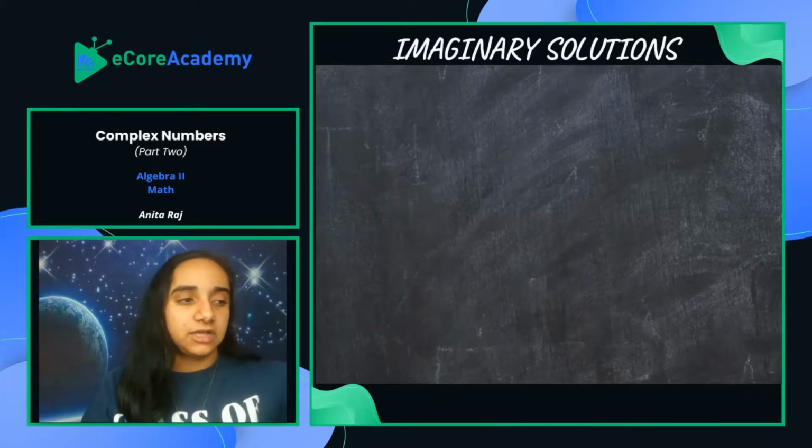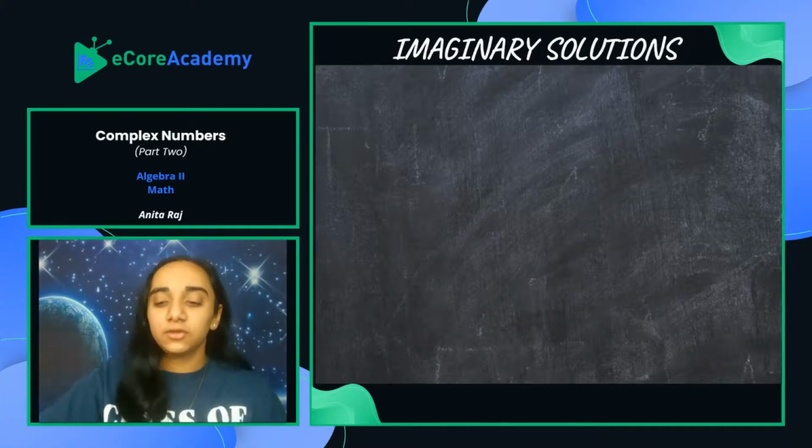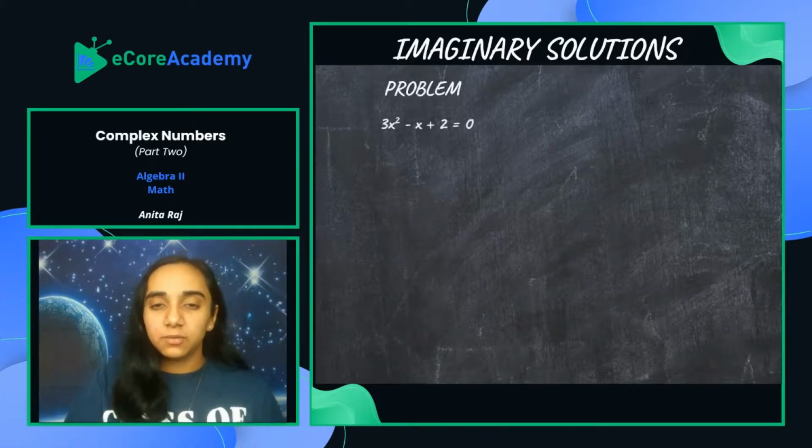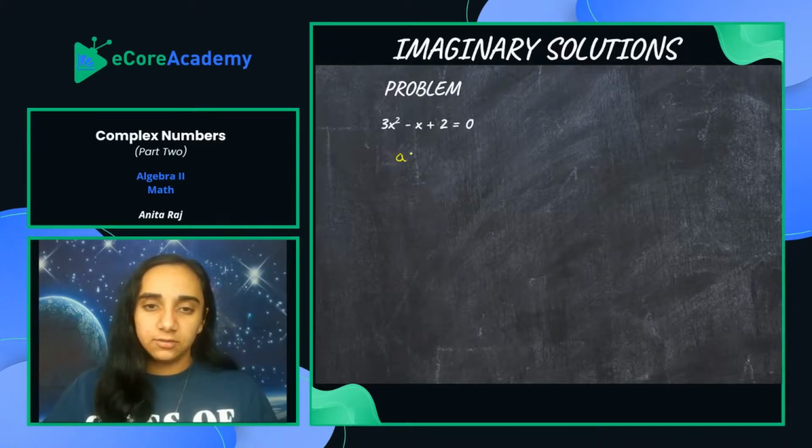We're going to talk about imaginary solutions. It's very similar to what we just did. We're going to be using the quadratic formula. Here's the problem. We've got 3x squared minus x plus 2 equals 0. Let's quickly identify the different parts of this. So a is equal to 3, b is equal to negative 1, and c is equal to 2.